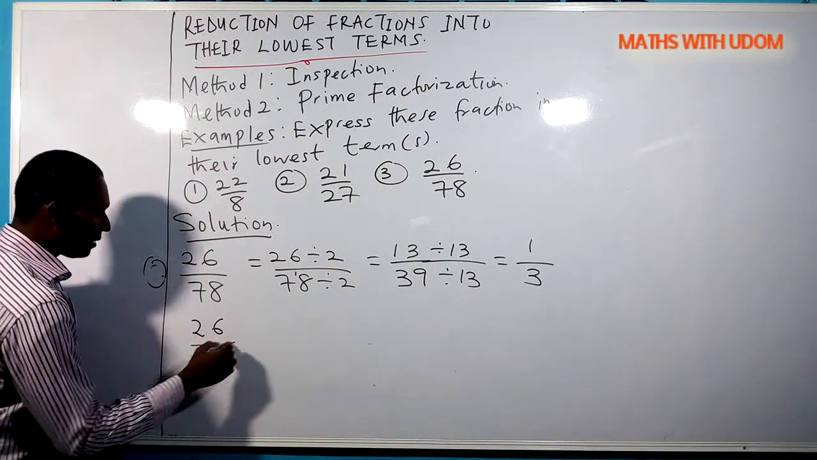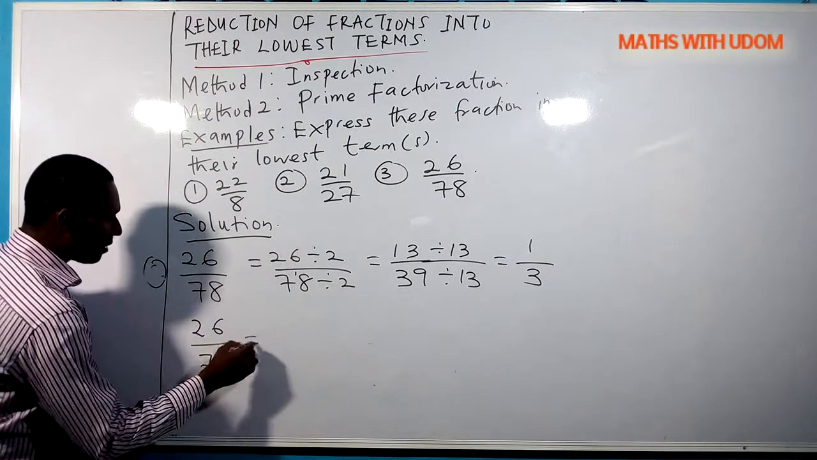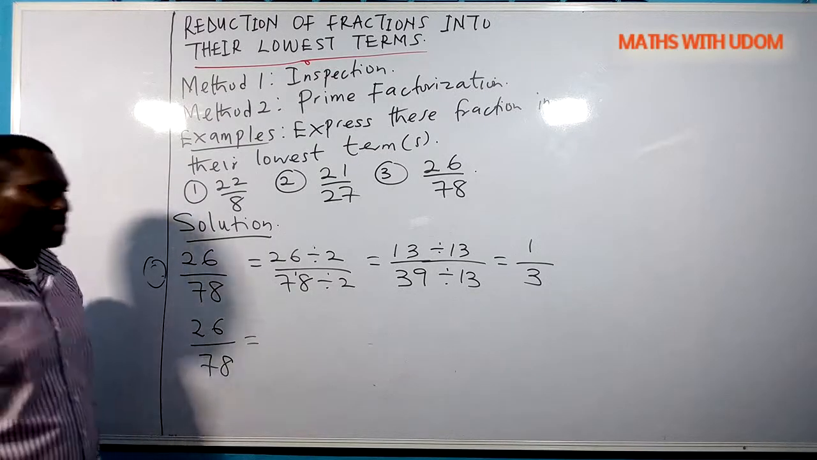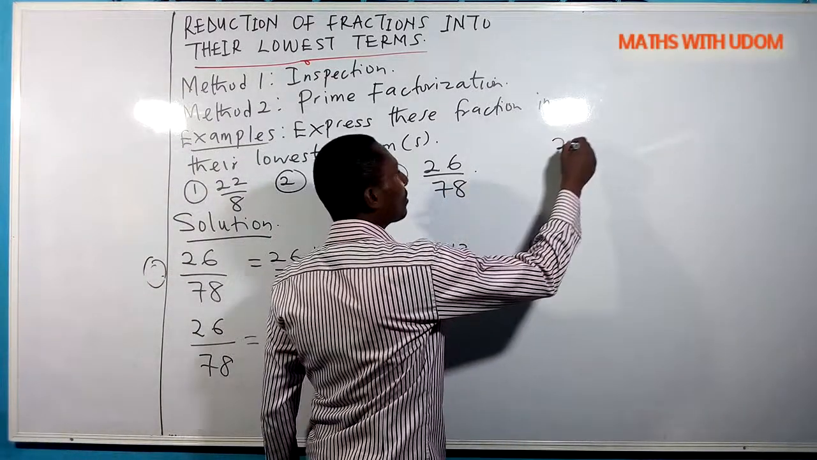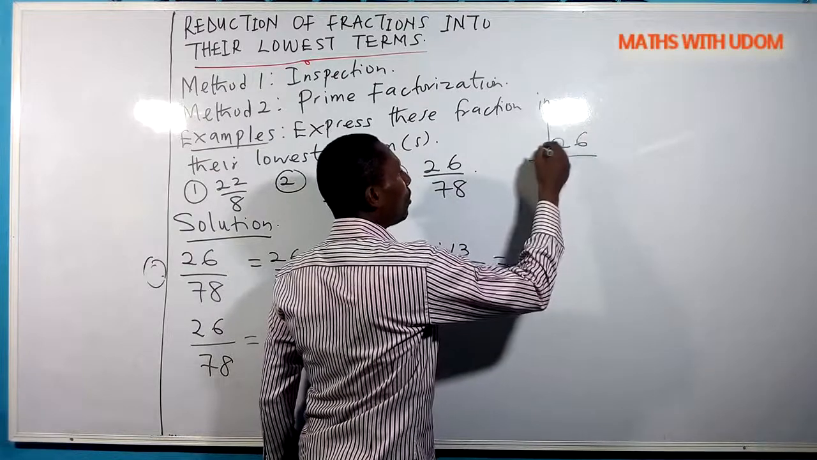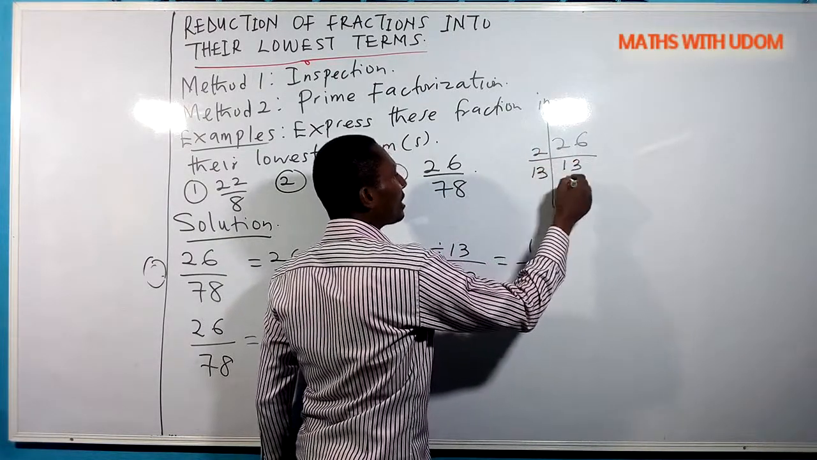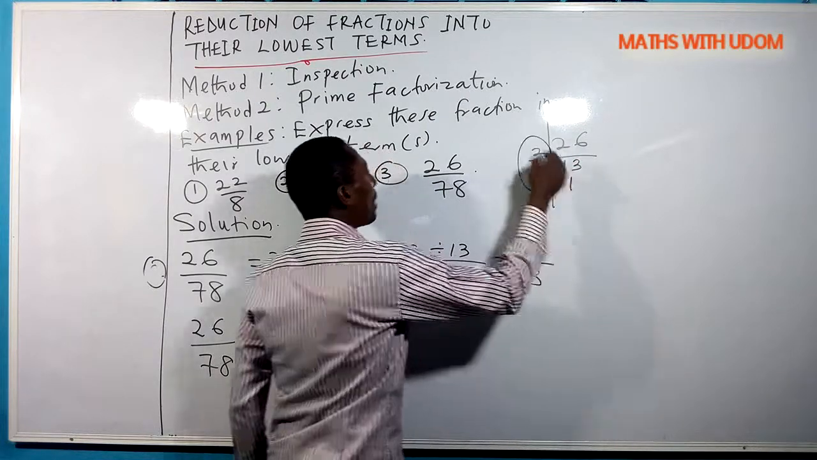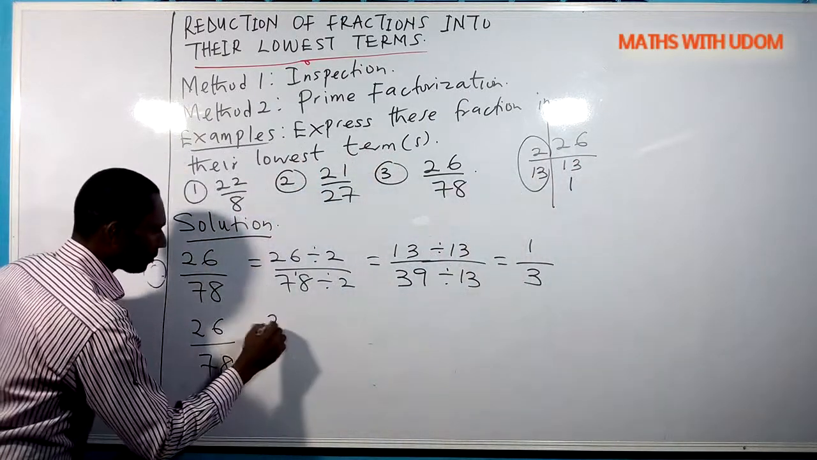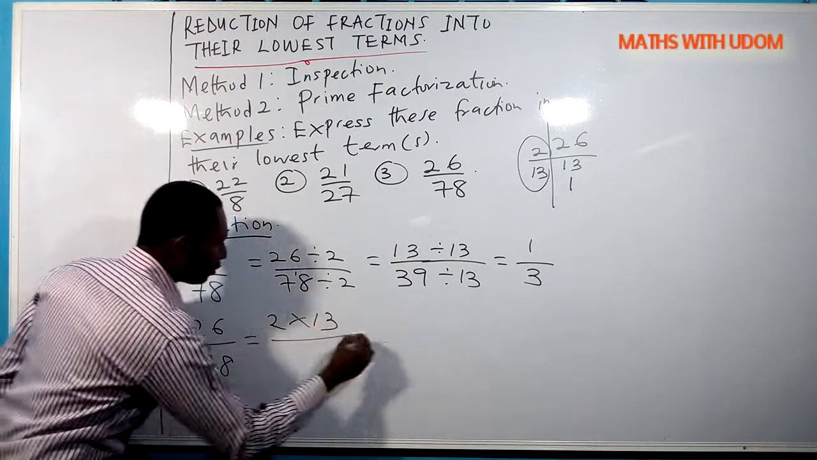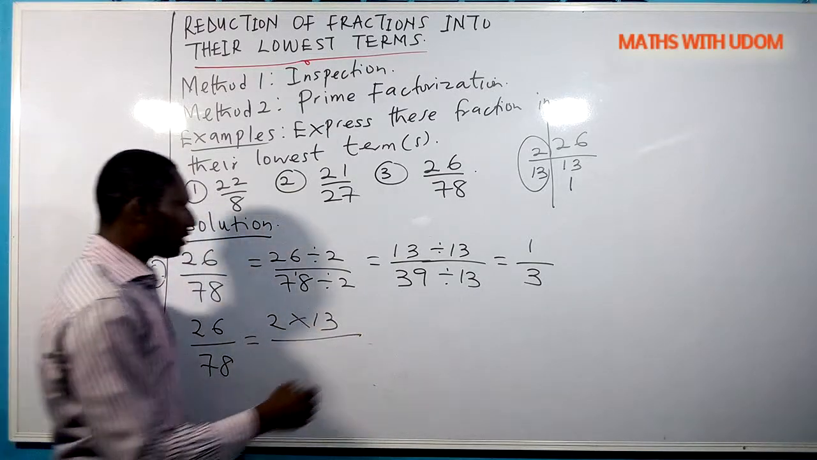26 divided by 78. What are the prime factors of 26? Let's get it out. 26. What can go? 2. 2 in 26, 13. What can go? 13. 13 in 13, 1. So we have 2 times 13 for the numerator. The denominator, 78.